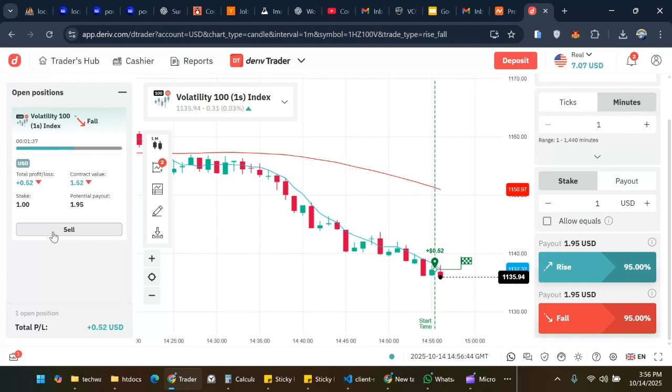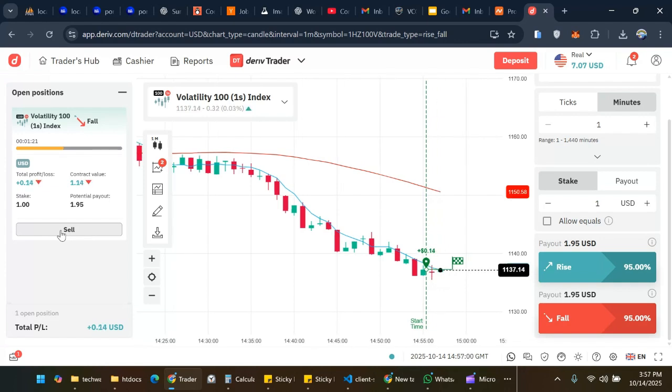Now this is $1 that we put, so you don't need to say you put $1 and you will be expecting $100. Understand? It doesn't work that way.